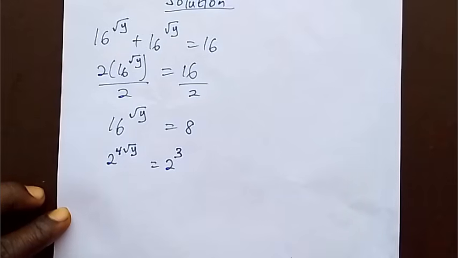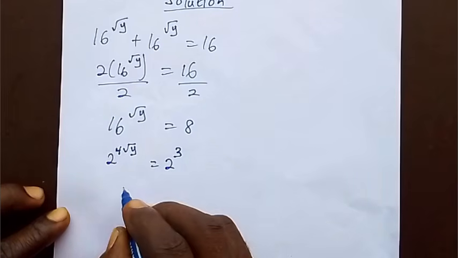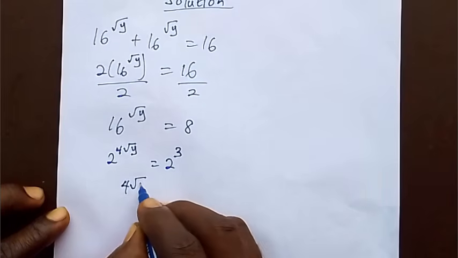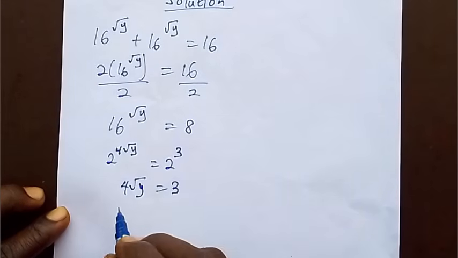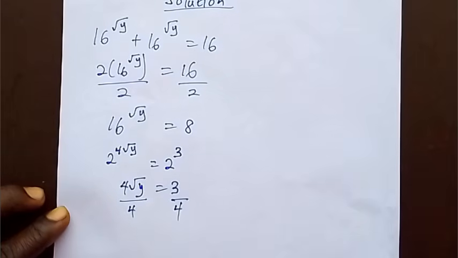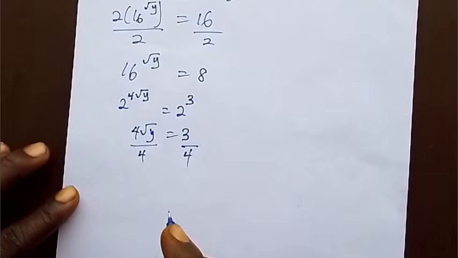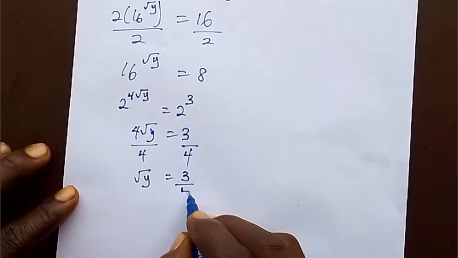Now this is an equation, and from this equation we can see that the bases on both sides are equal. Therefore, we equate the exponents, which gives us 4 root y is equal to 3. Now we are after y, so what do we do? We divide both sides by 4. This is going to give us root of y equals 3 on 4.